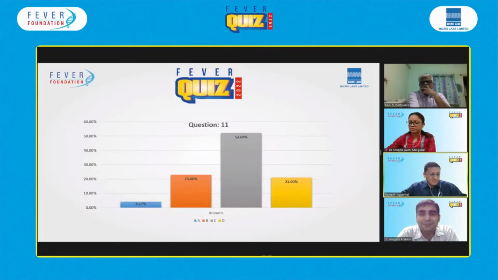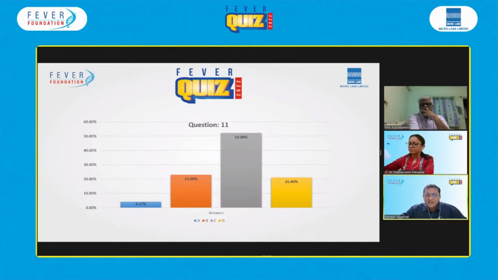So again, 52% of the students are able to answer this question correctly. So this was a little tricky question. Of course, the straightforward question would have been, what is the drug of choice for treating leptospirosis? But there are situations when the patient is allergic to ceftriaxone and you need an alternative. Erythromycin is one such drug which can be easily given to the patients, and it can have the same remarkable effects as when we use ceftriaxone.